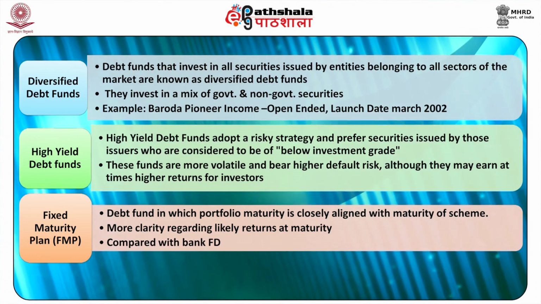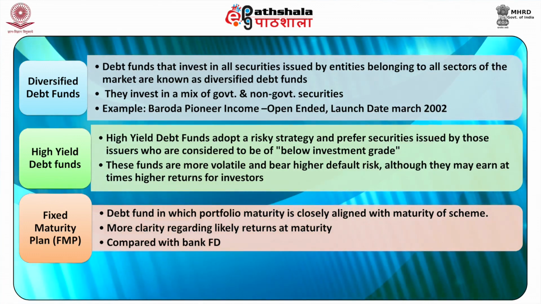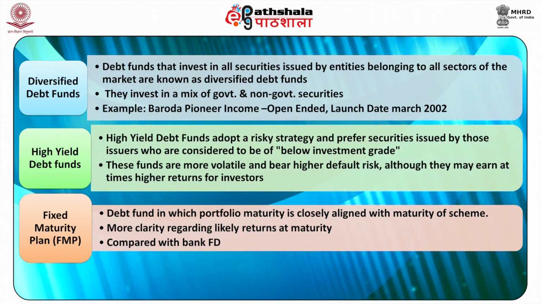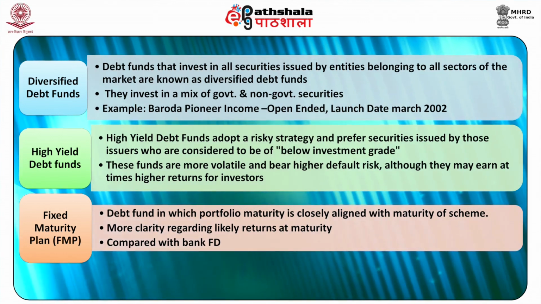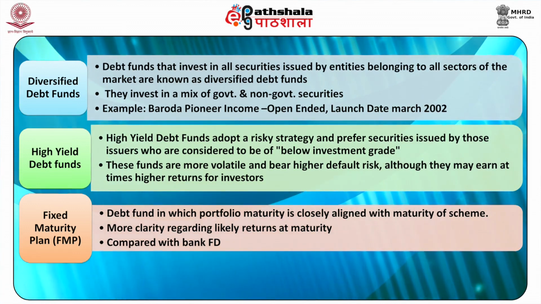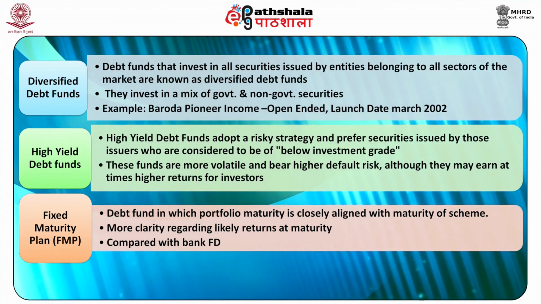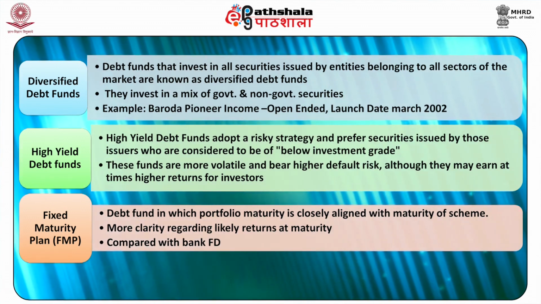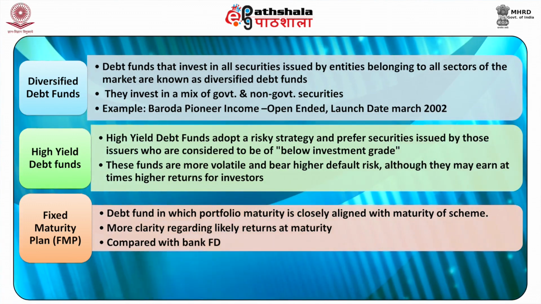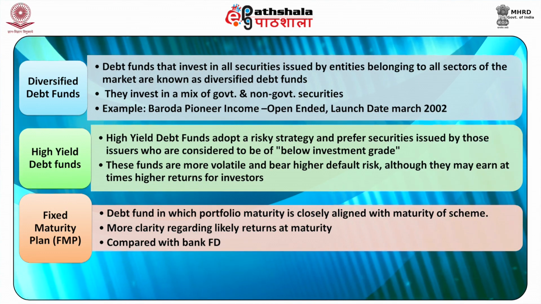There can be a scheme which is known as fixed maturity plan. These FMPs are closed-ended schemes issued by the mutual funds and they mature at a fixed maturity date. It could be 15 days, 30 days, 180 days or 365 days. Some even have a 3 or 5 year time frame. At the end of the period, the scheme matures just like a fixed deposit.